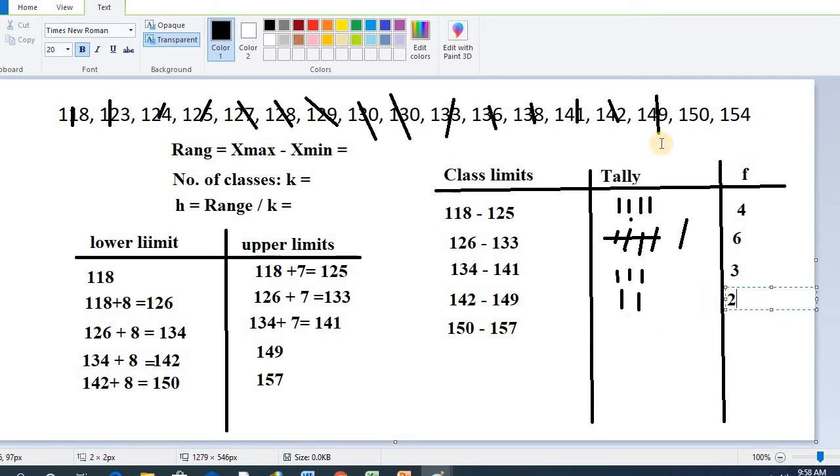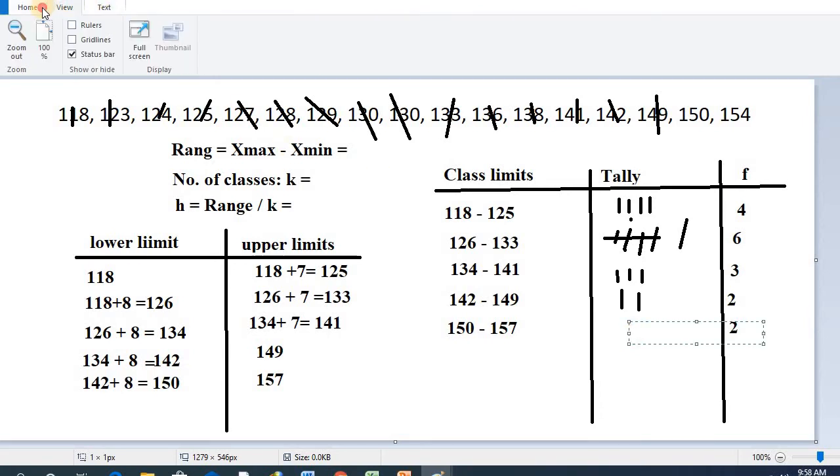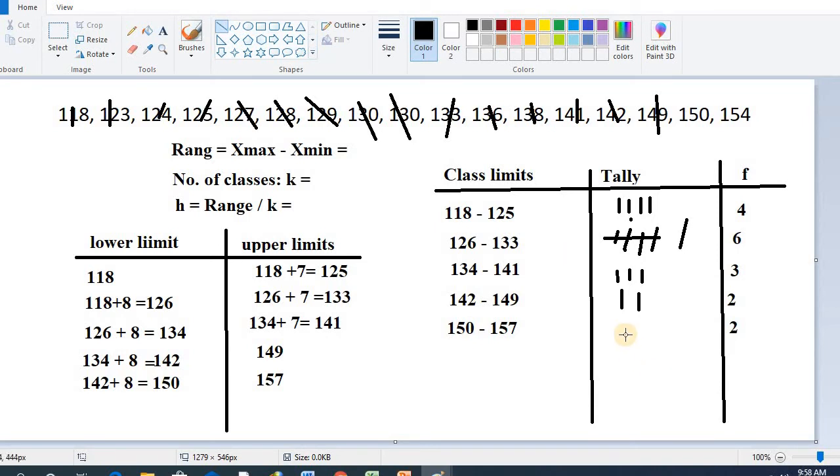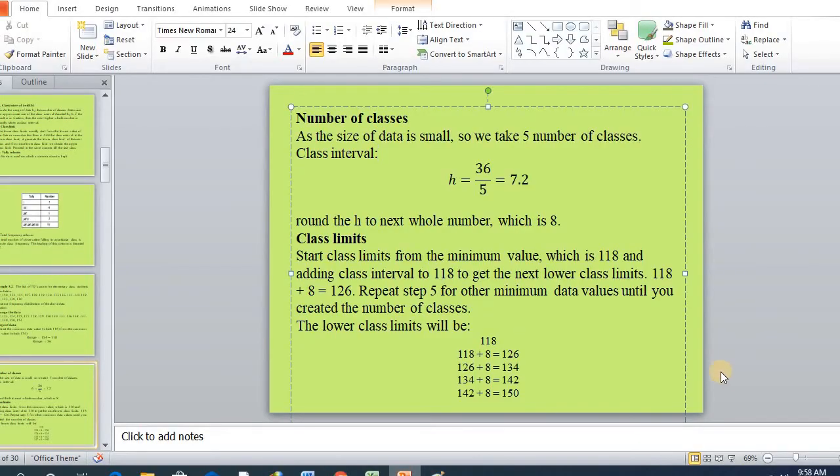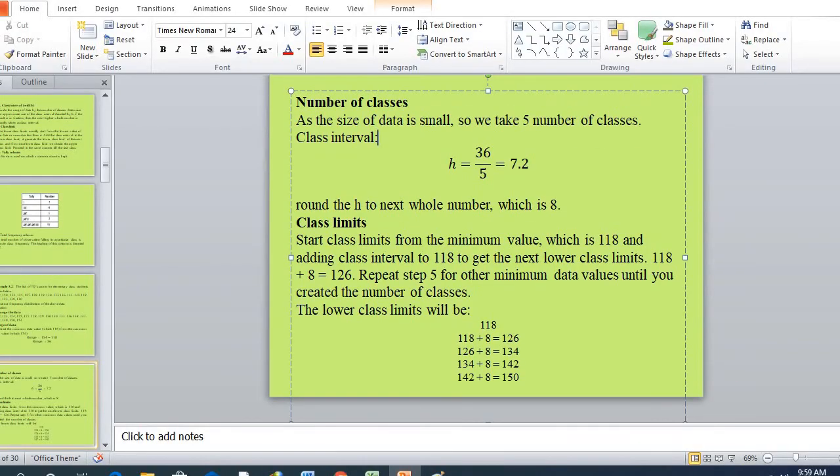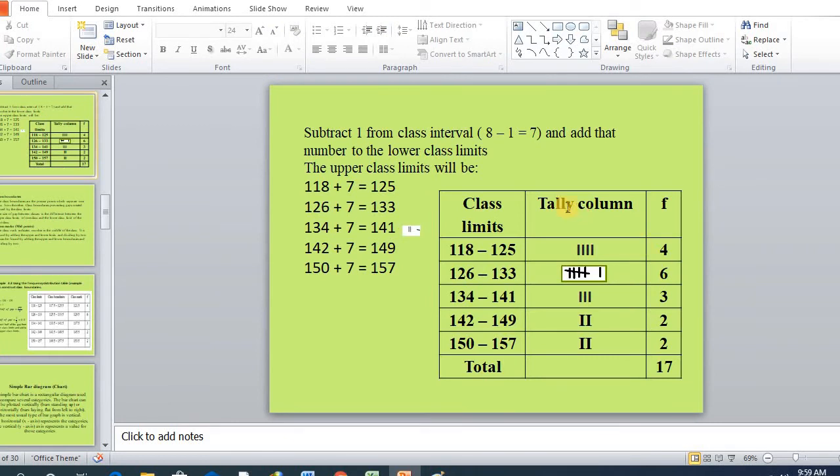The remaining values fall in the last class, 150, and 2 values. So 2 values fall in this class, and the frequency is 2. The tally column of these is 1 line, 2 lines. This is called frequency distribution. These are called lower limits and these are called upper limits of a class. So this is frequency distribution. Already this example is solved for you. This is the final form of the example.